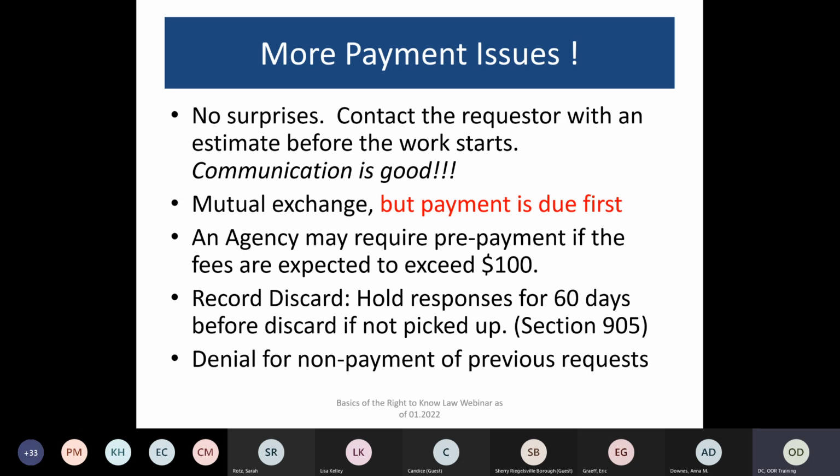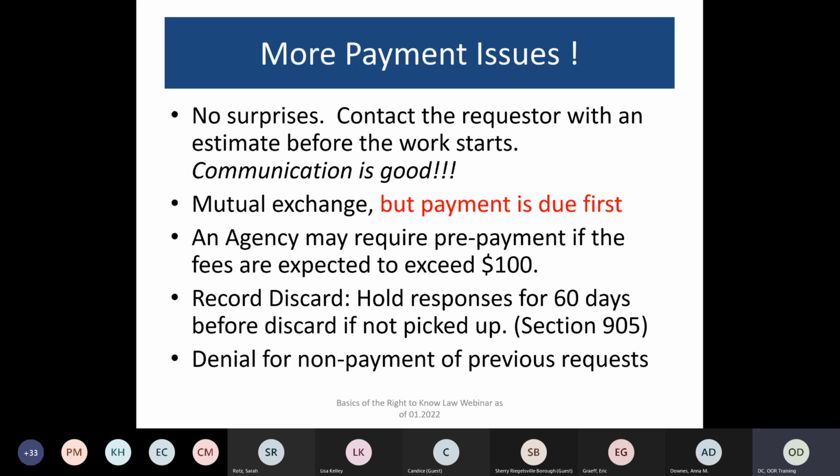And then, like I was talking about with the previous slide, ideally it's a mutual exchange. Here are your records. Here's the money. But like I said, the law says payment is due first, and you can come up with your own invoicing system to ensure that you have payment in hand before you actually provide the copies.